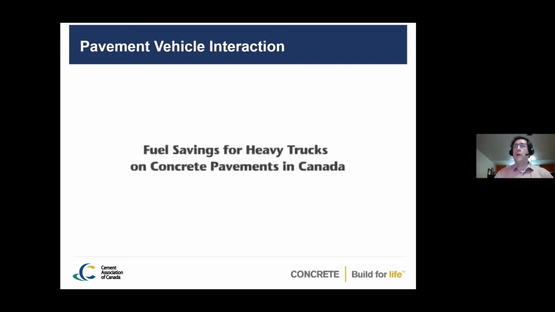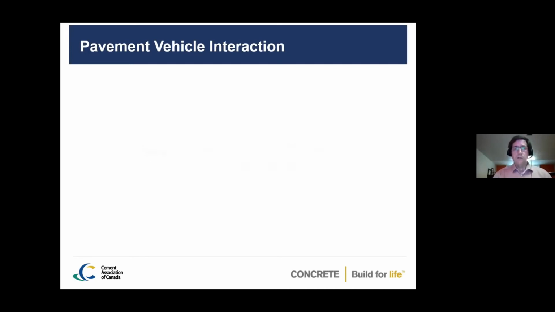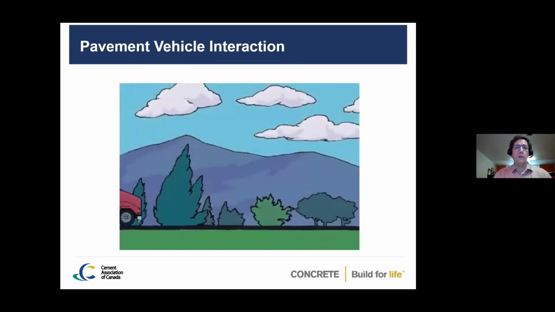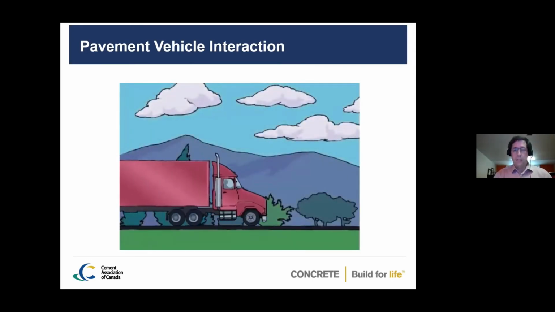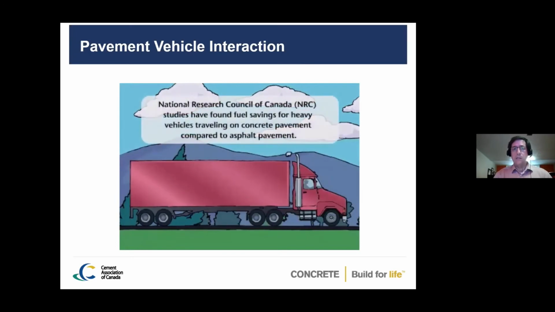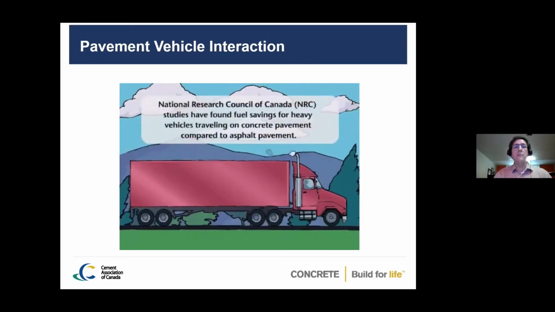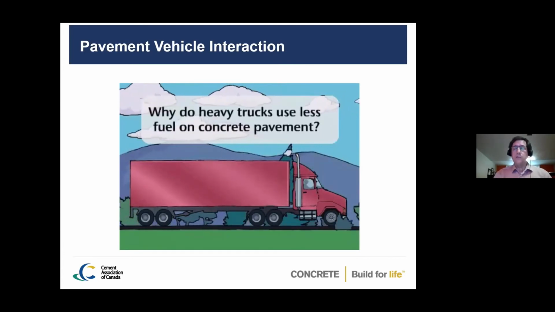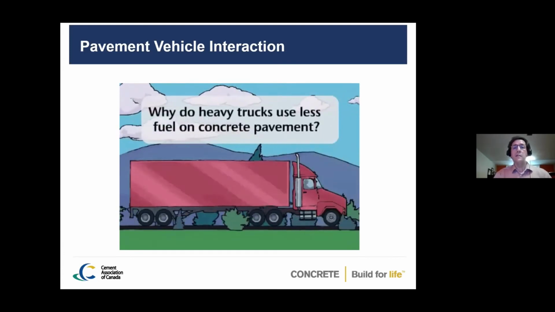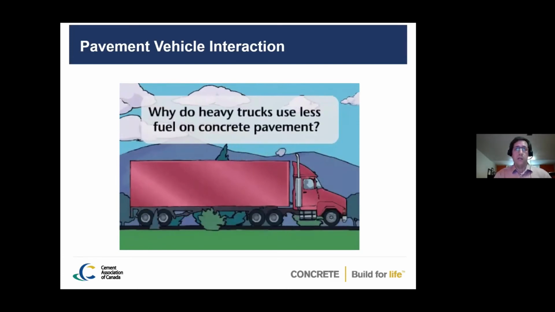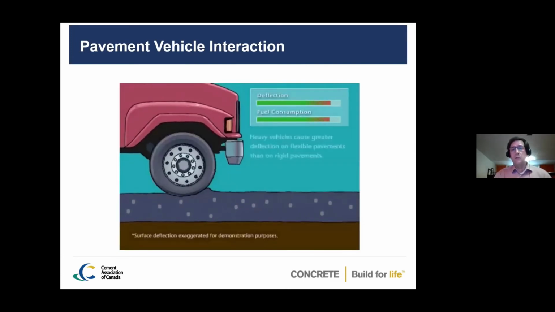Dr. Zanussi did a study back in 1982 that showed a fuel savings of up to 20% when operating on concrete versus an asphalt pavement. It was basically looking at the deflection and the roughness of the pavement. So the Cement Association of Canada hired the National Research Council of Canada to look at this in greater detail from 1999 to 2000.